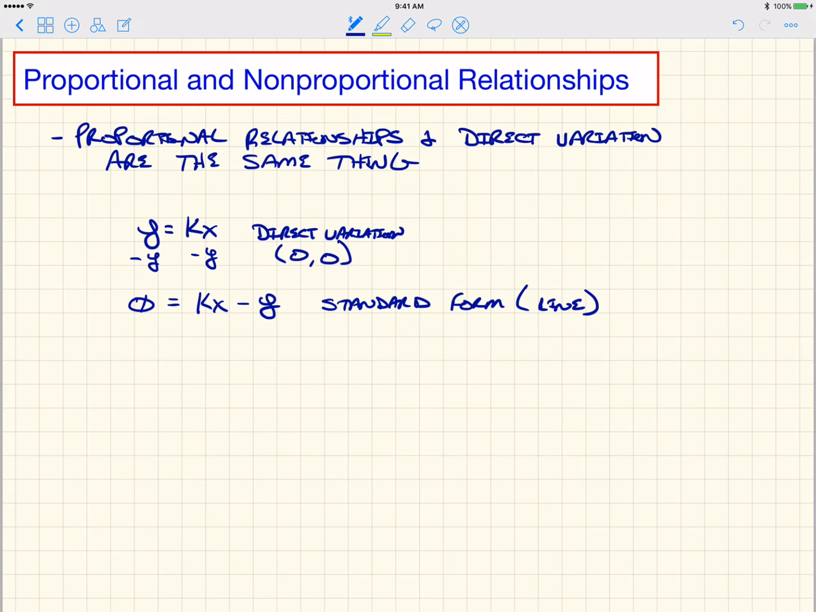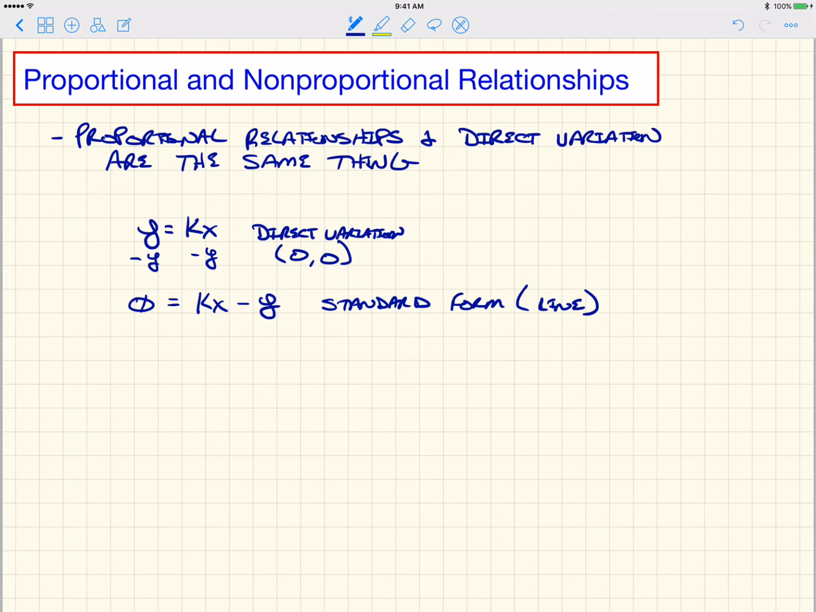Proportional relationships basically follow the exact same rules. They have to be in the form of direct variation, which means that a proportional relationship describes a line that passes through 0, 0 on the coordinate grid.